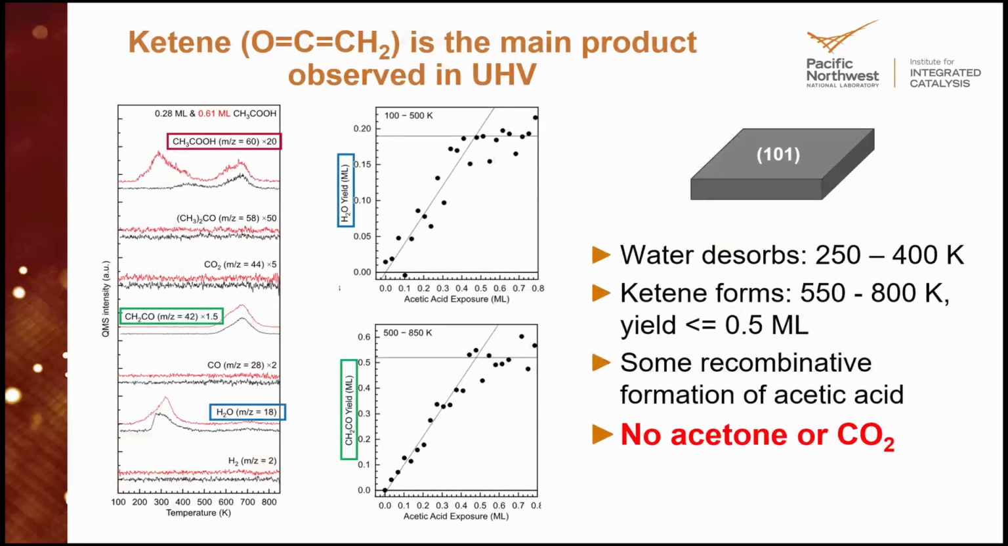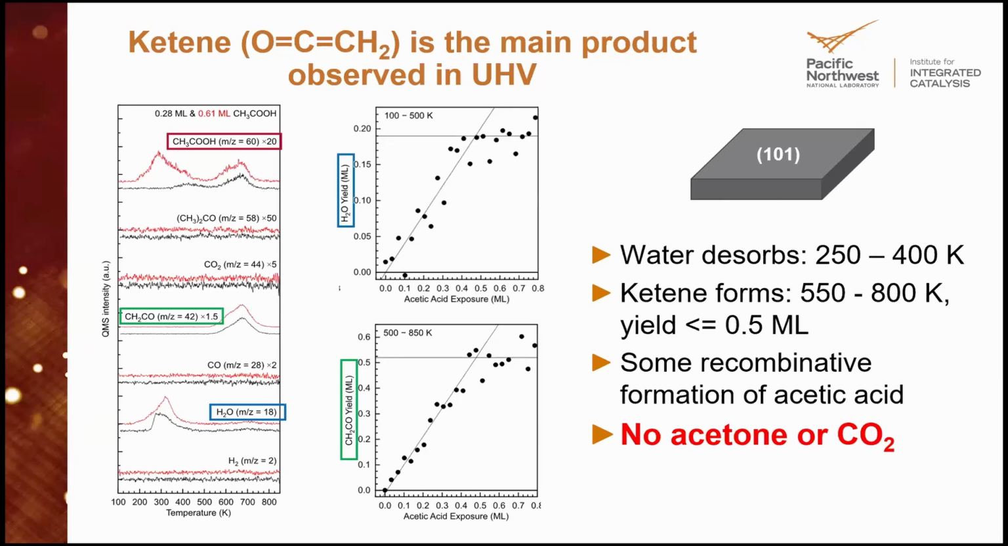So on a single crystal in an ultra-high vacuum system, you expose it to acetic acid, and you just start heating it up, and you watch what comes off with your mass spec. What comes off is water, which desorbs at low temperatures, 250 to 400 Kelvin, and ketene, which desorbs at high temperatures. You don't see any acetone. You do see a little bit of recombinative desorption. The acetic acid comes off at high temperatures, 550 to 800 Kelvin, in a fairly broad line shape.